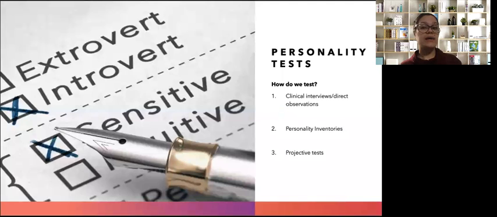There are a number of ways that we can conduct personality tests. First, through clinical interviews or direct observations. We can use personality inventories. These are typically surveys given to the individual, and they self-report on their own personality. And finally, we can conduct projective tests. This is where individuals are shown vague or ambiguous images and they're asked to respond to them, and their scores are based on their answers. I'm going to get into the details of each one, but these are just the main three ways we can conduct personality tests.